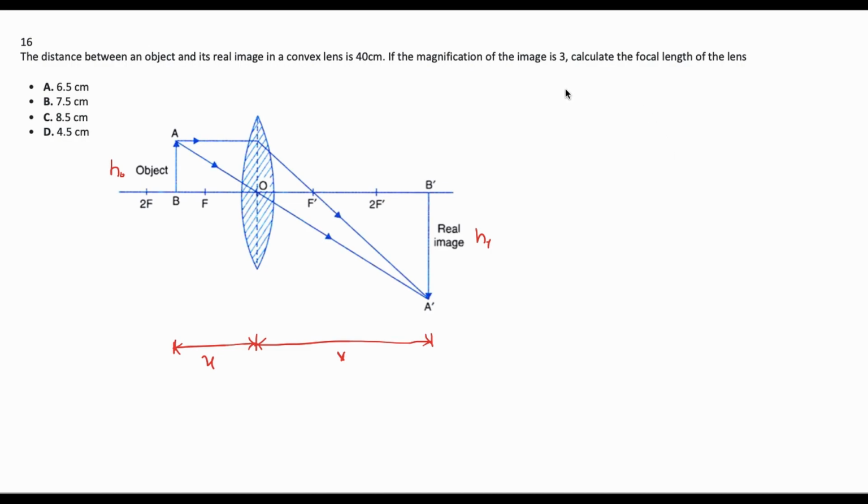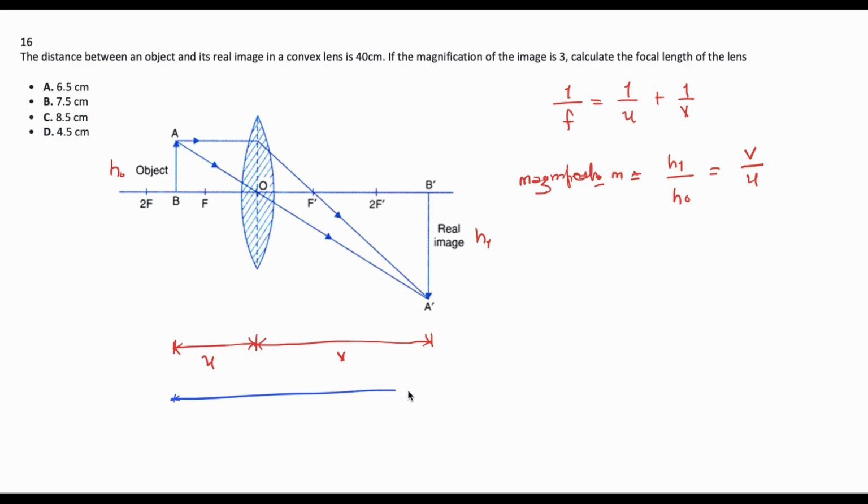So the formula for our focal length is 1 over F is equal to 1 over U plus 1 over V. We also have the formula for our magnification M, which is equal to the size of our image, H1, divided by the size of our object, HO. This is also equal to V over U. From the question, we're told that the distance between the object and its real image is 40 centimeters.